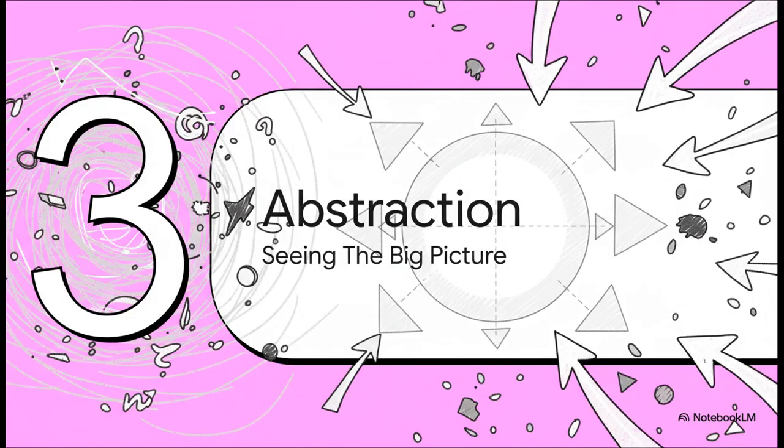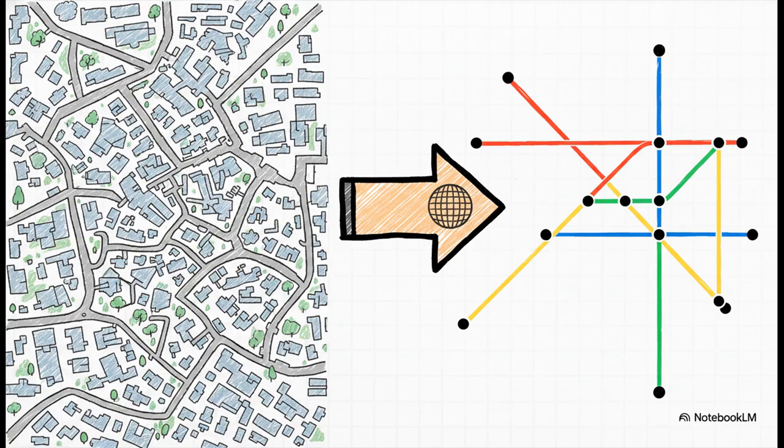Finding that core pattern leads us right into our third pillar, abstraction. This is all about filtering out the noise. It's about ignoring all the irrelevant details so you can focus only on what's essential to actually solve the problem. And you know, one of the most brilliant real-world examples of abstraction is the London tube map. I mean, look at it. It is not a geographically accurate map of London, not even close. Its only purpose is to help you get from one station to another as fast as possible, and it does that by basically ignoring reality.